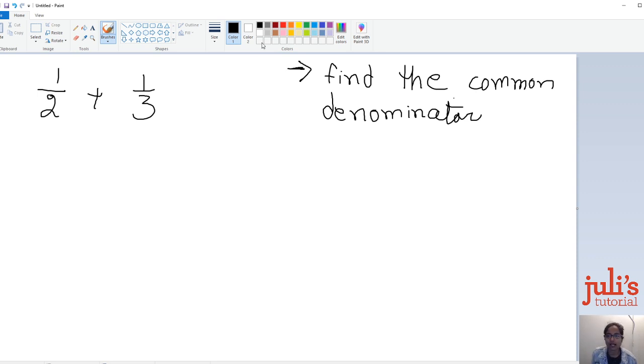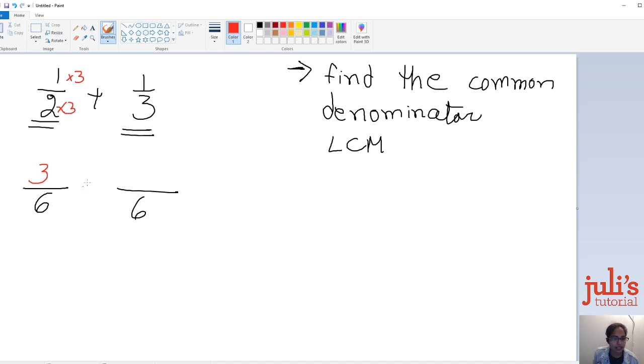Find the common denominator, the least common denominator, which is the LCM. And in this case, our common denominator, 2 times 3, is going to be 6, right? Very easy. How do I get from 2 to 6? I multiply it by 3. 2 times 3 is 6. Whatever I do to the bottom, I got to do it on the top too. 3 times 1 is 3. So I get 3 over 6.